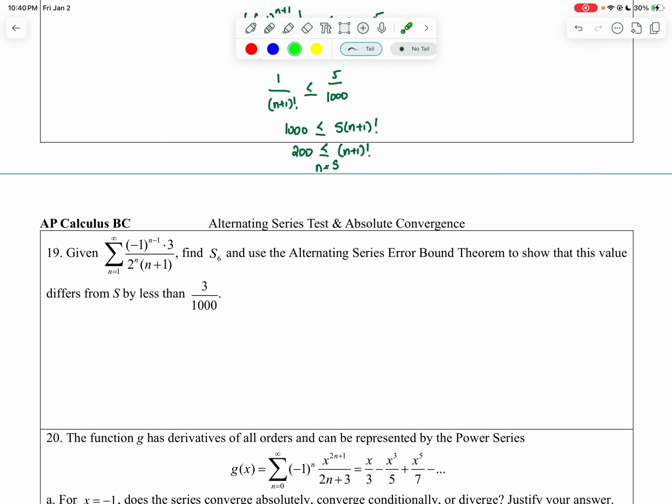For number 19 here, it tells us to find the 6th partial sum and then use that to show that this value is less than 3 over 1,000. Now, a lot of problems on the FRQ are going to be like number 19 here, where it's going to tell you, show that this happens. In order for you to do that, you probably want to, once again, verify that the conditions work, aka alternating series error will be used because terms in the series decrease in absolute value to 0.